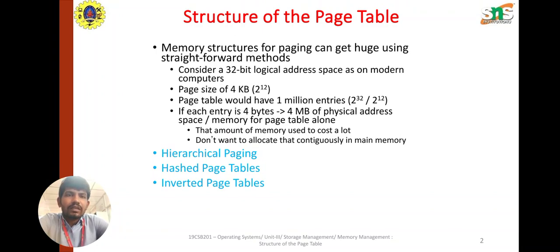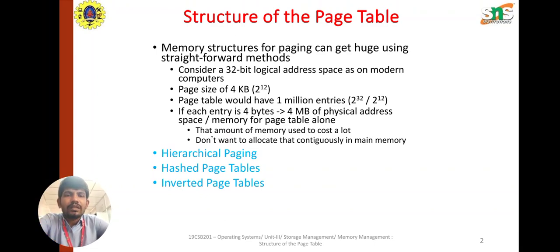With a page size of 4 kilobytes, that is 2^12 bytes, the page table would have 1 million entries, 2^32 divided by 2^12. If each entry is 4 bytes, then 4 MB of physical memory is used for the page table alone. That amount of memory costs a lot, so we don't want to allocate it contiguously in main memory.